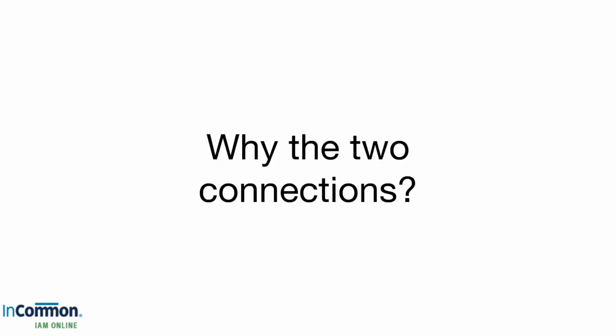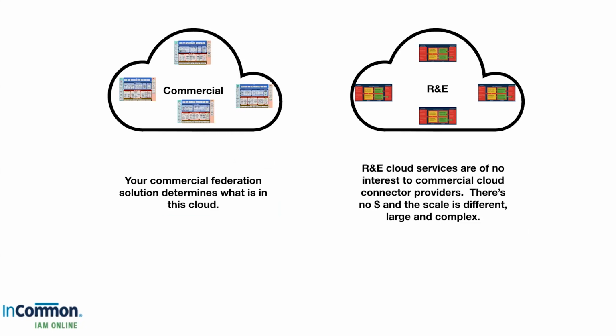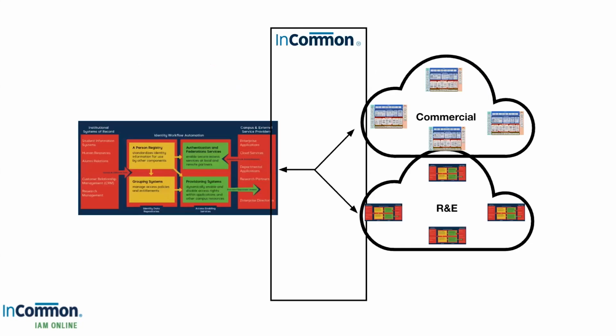InCommon and all those tools and policies and contracts and the infrastructure enable you to connect your IAM infrastructure to services provided elsewhere. But why the two connections? Well, your commercial federation, if you belong to such a thing, determines what goes into their cloud. The R&E cloud services generally are of no interest to the commercial providers. They don't make money. They're not designed to make money. They're designed to play a role in someone's scholarship. And R&E can sort of define what those services are in the cloud for themselves. So you have a little more control in terms of what the services would be in the R&E cloud versus the commercial cloud.